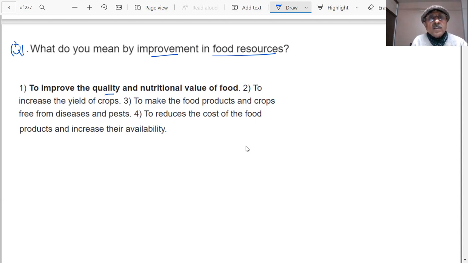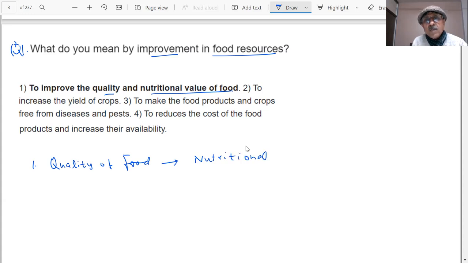To improve the quality and nutrition value of the food. Quality of the food means what? The nutritional value. Whenever I talk of the quality, I will talk of the nutritional value of the food. What do you mean by nutritional value of the food? Tell me fast, students. How do you measure? Sir, food should be full of nutrition, that is carbohydrate, fats, protein, vitamin, mineral, all these things. It should not be empty sugar only, as you know.